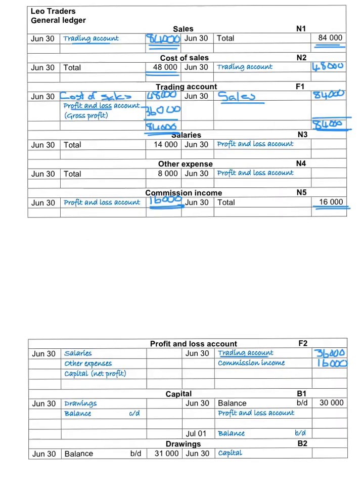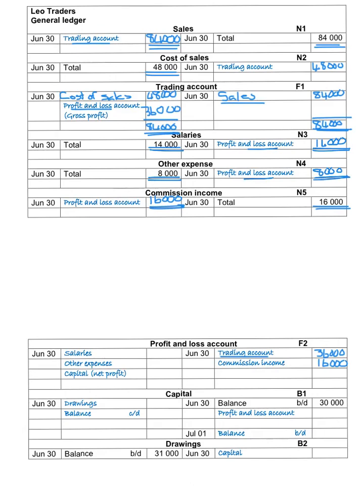The salaries account has a debit balance of 14,000, so we will credit the salaries account with 14,000 to close the account. Other expenses have a debit balance of 8,000, so we will credit the other expenses account, indicating that the amounts in the expenses account will be debited to the profit and loss account to close off the accounts.